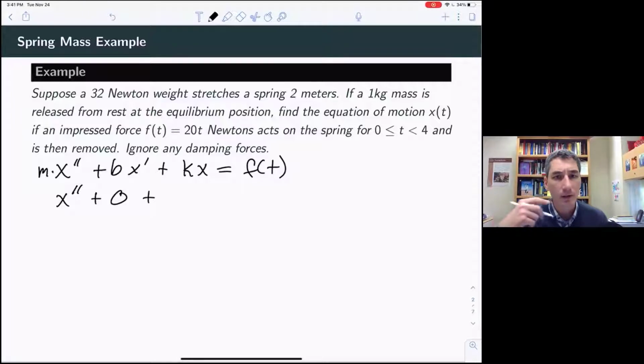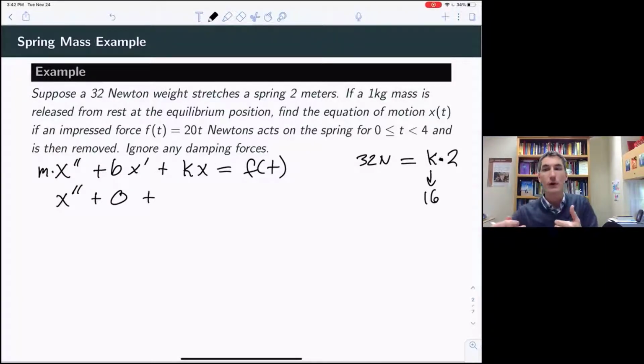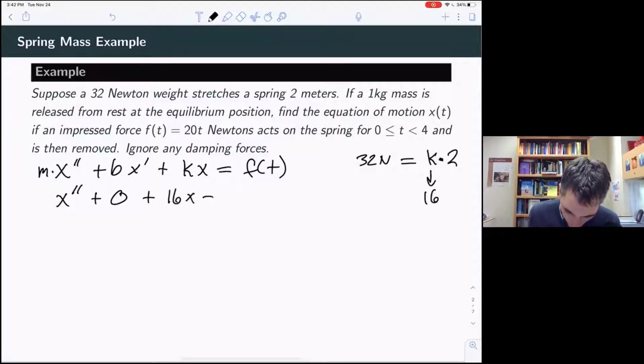And then they tell you that the spring is stretched 2 meters under a 32 Newton force. So if you've got 32 Newtons being balanced out by a motion of 2 meters, well, then K, the spring constant, must be 16 because 32 Newtons will pull it 2 units, at which point the restoring force is balanced with the external force of 32. So we've got 16x equals the right-hand side, f of t.